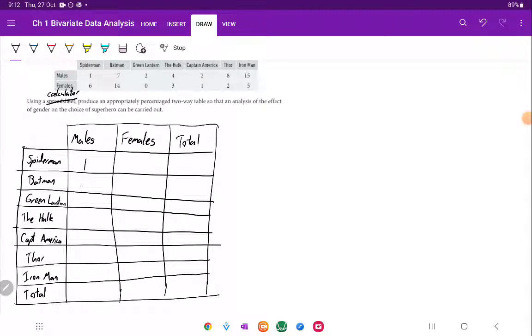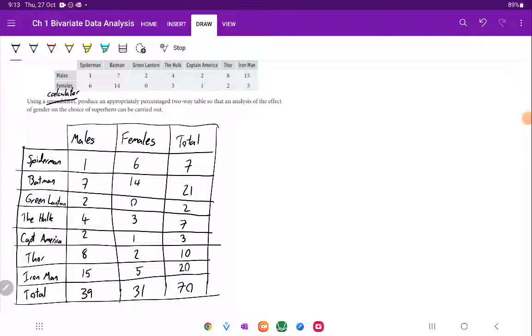But I can just copy down the data and work out the marginal totals. And then I could add those up to get the total. But I can also add across to get 7, 21, 2, 7, 3, 10, 20. And then I can add down. Alrighty. So you can see I've just worked out all my totals. So now what we want to do is turn this into a percentage comparison.